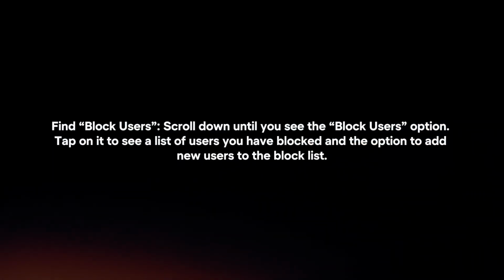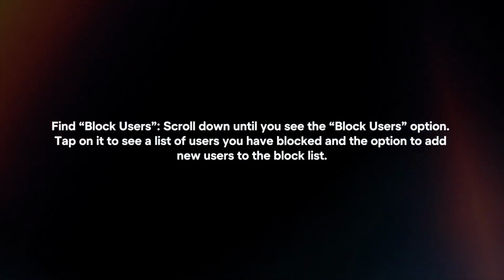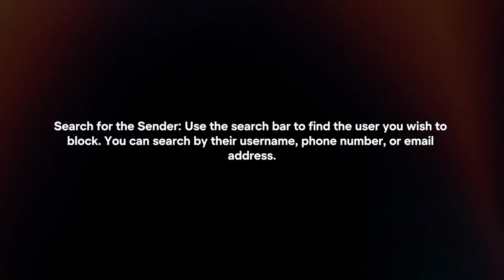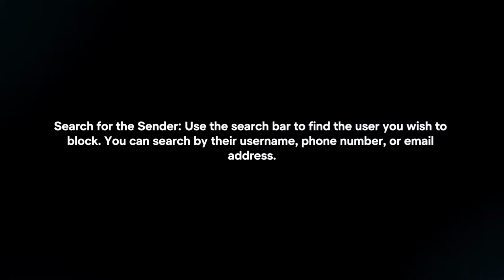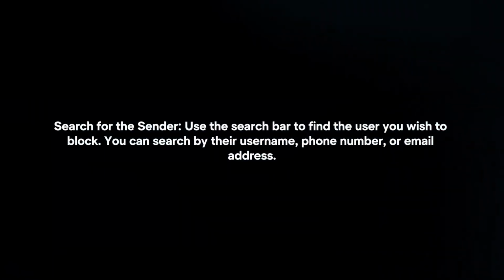Find Block Users. Scroll down until you see the Block Users option. Tap on it to see a list of users you have blocked and the option to add new users to the block list. Search for the sender. Use the search bar to find the user you wish to block. You can search by their username, phone number, or email address.